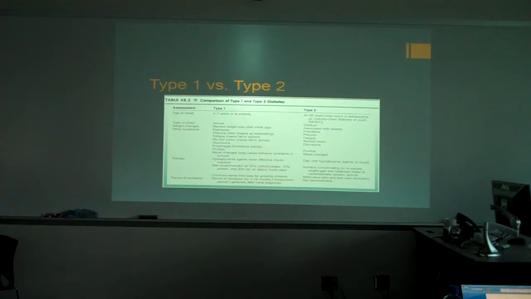This goes over the differences. You can see the average age of onset for type 1 is 5 to 7 years. In type 2, it says 40 to 65 years is the average age of onset. And this chart came out of a book that was probably published in 2010, so I'd say that's probably decreased slightly since then.